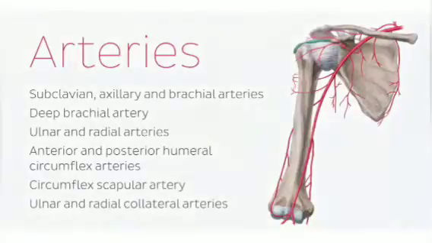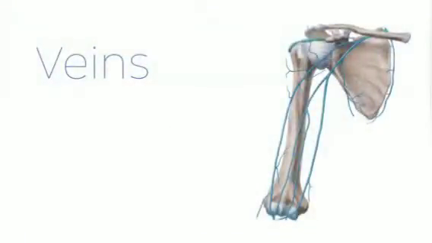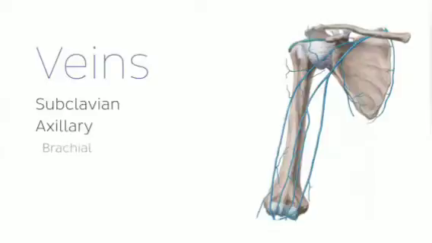And as we continue throughout this tutorial, we're going to then move on to the different veins, which include the subclavian, the axillary, and also the brachial vein. We're also going to talk about the basilic and the cephalic veins.